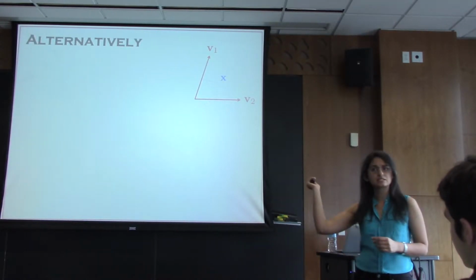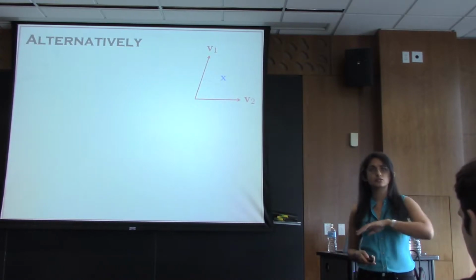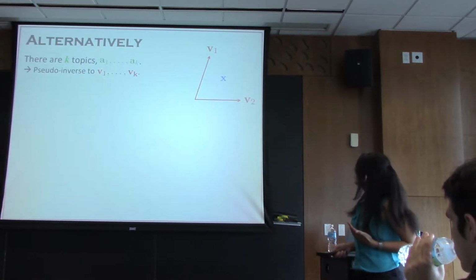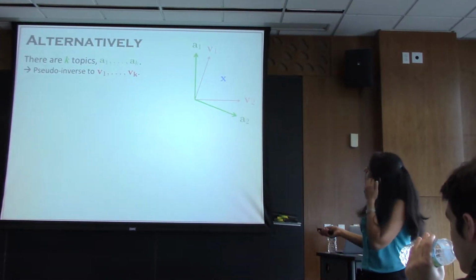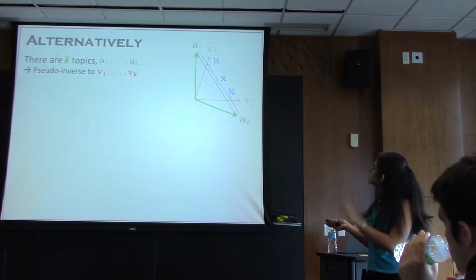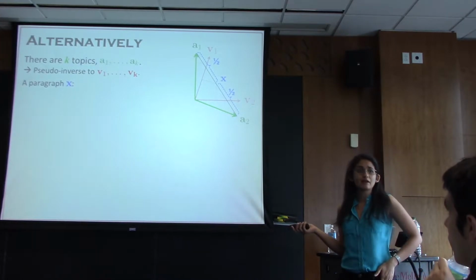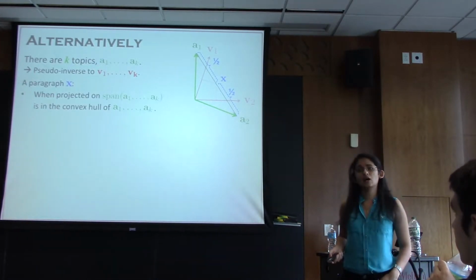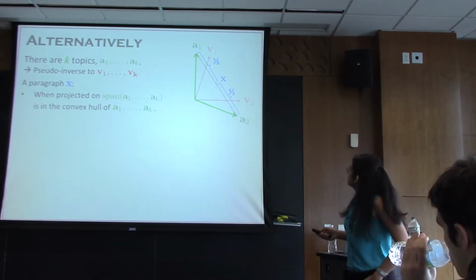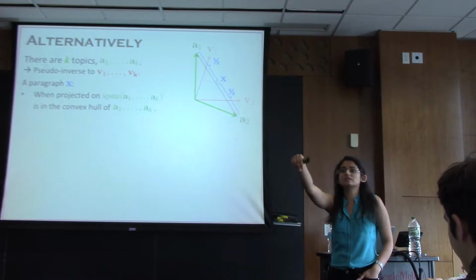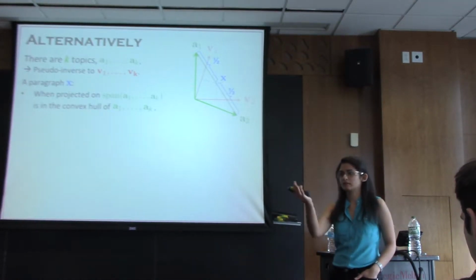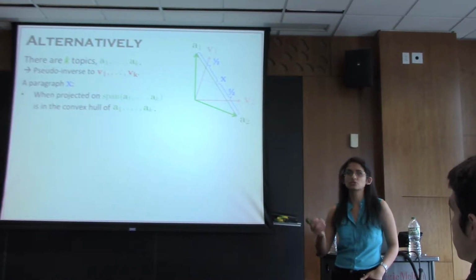Alternatively, instead of taking these V1s and thinking about the dot product, you can take their pseudo-inverse and talk about these vectors A1 to AK. In a way, X would be a convex combination of them. Or rather, more generally, you take a paragraph X and project it down to the subspace spanned by A1 to AK, and it's going to fall in the convex hull of these A1 to AK. The weights of the convex combination are the weights corresponding to the topic mixture.